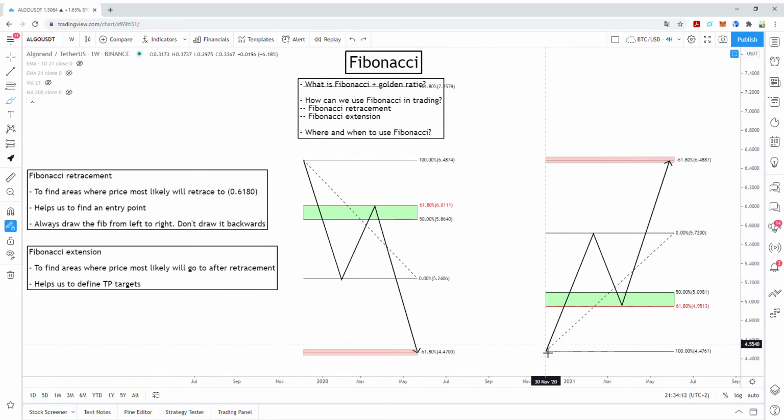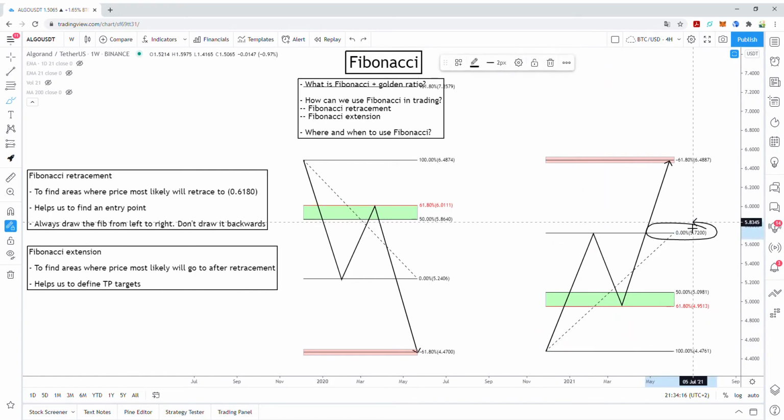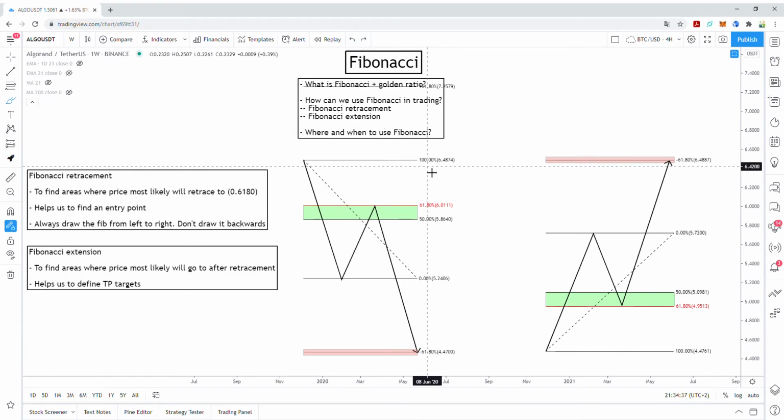So we can see that this was the move first. So this is the 0%. And we will look for an extension of 61.80. And that is why here is the minus 61, because we have the 0 here. And if it continues going this way, you will come to minus 61.80. And this will be the first take profit.